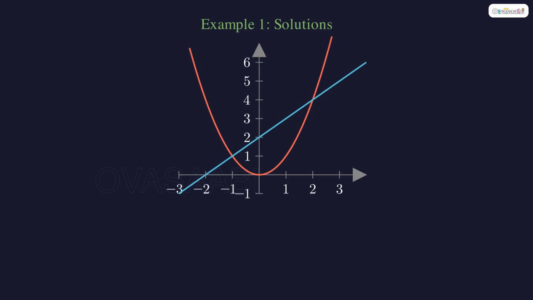Plot both graphs. They cross at (-1, 1) and (2, 4). So x equals -1, y equals 1, and x equals 2, y equals 4. Two solution pairs. Boxed.